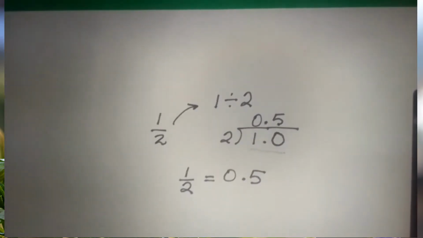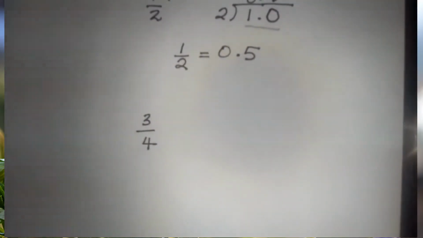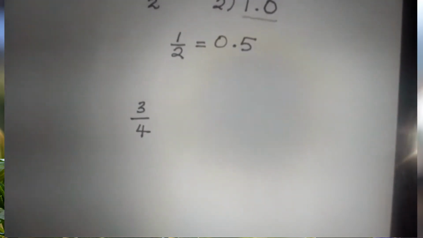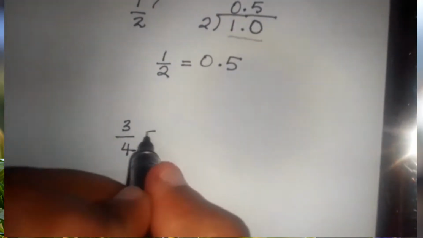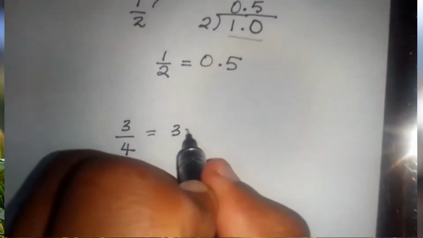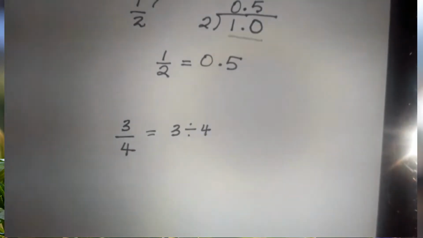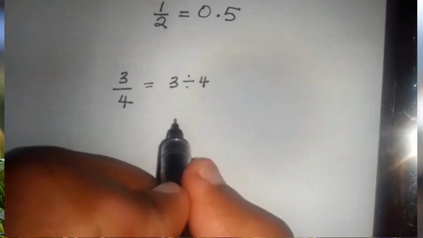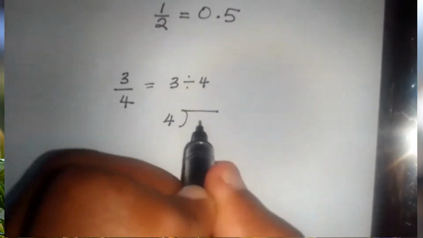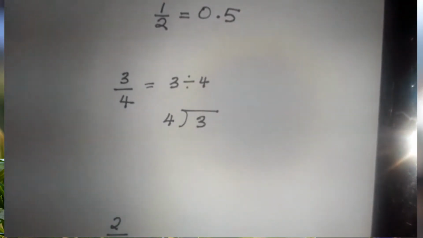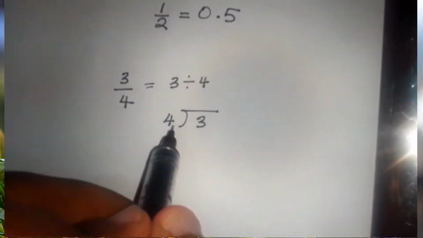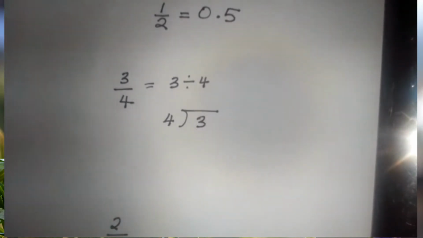Let's try another one. We have 3/4. This is the same thing as 3 divided by 4, or you could say 4 into 3. Ask yourself, how many times can 4 go into 3? 4 is bigger than 3, so it can't really go into it. So the number that represents that is 0.